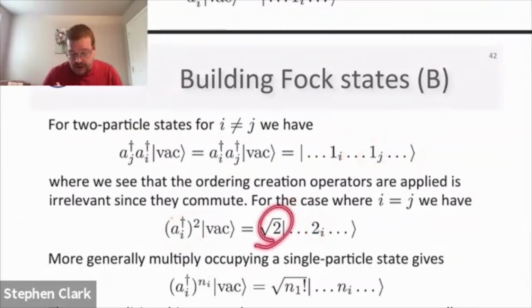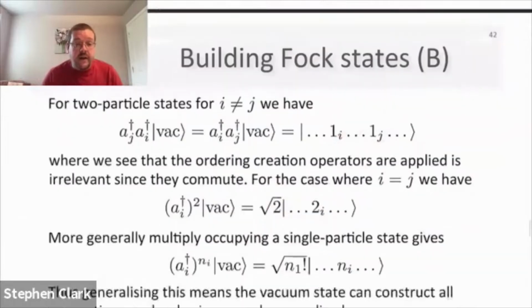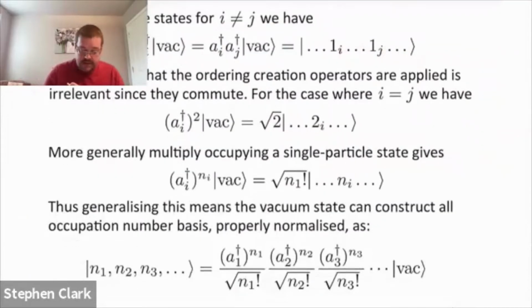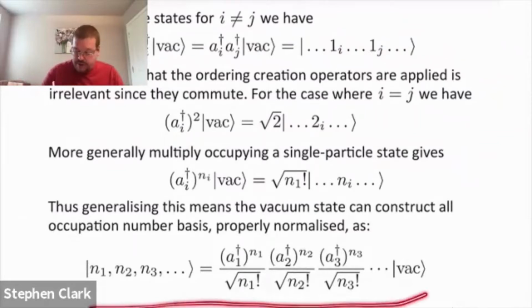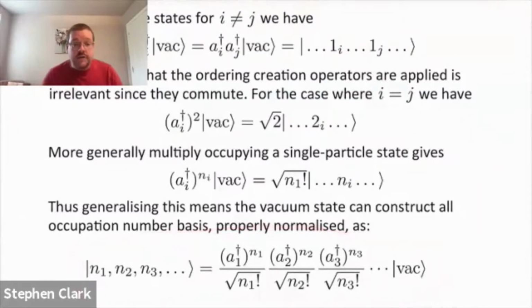You just pick up an extra factor of √2 here. And that means that you can build any occupation number state by simply applying the relevant creation operator in whatever order you like. It's completely irrelevant what order these are in, because they're bosons, they commute.